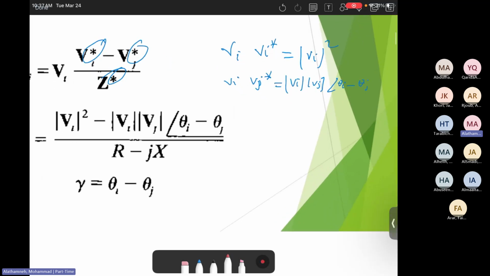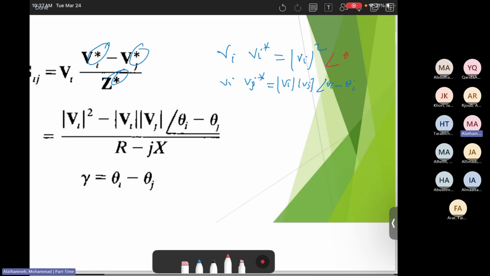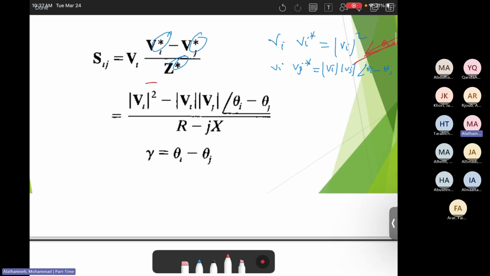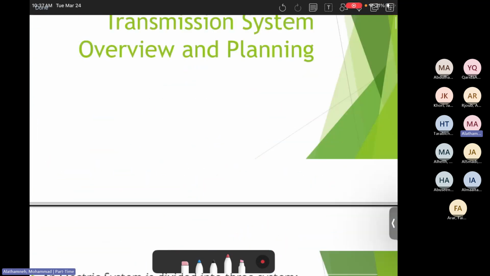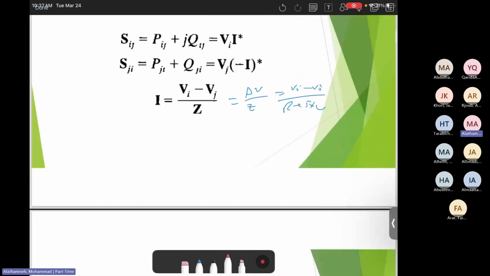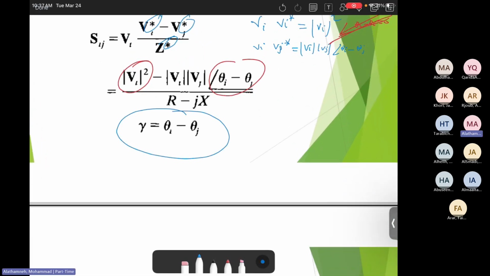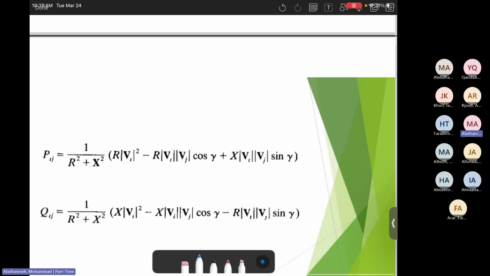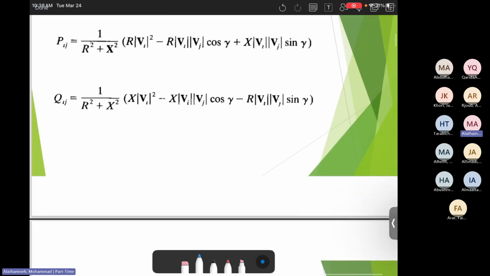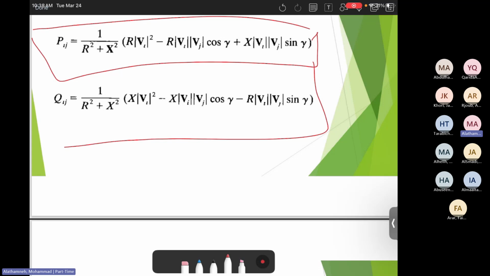Why is there no angle in the first one? Because it is theta I minus theta I, which is equal to 0. Therefore, it has been eliminated, so it will be a real number. Then that's what we have here, V squared, here VI, VJ angle theta I minus theta J. Then we assume the angle difference gamma, which is theta I minus theta J. Then after simplification, converting polar coordinates to rectangular coordinates, this is the real power, and the other one is reactive power.